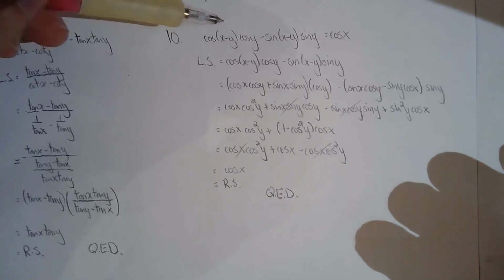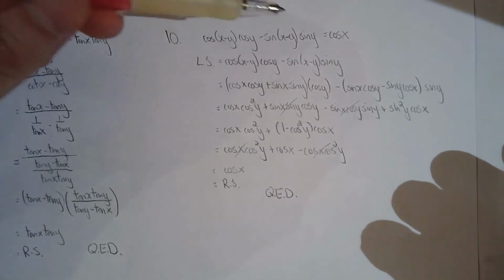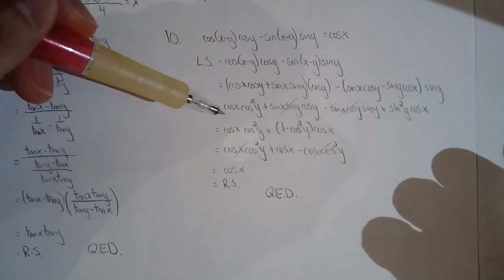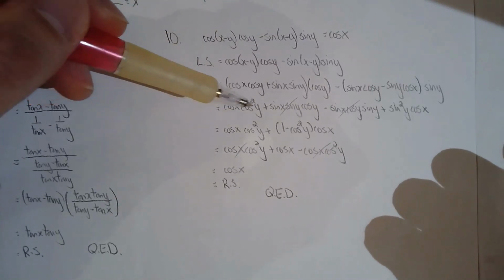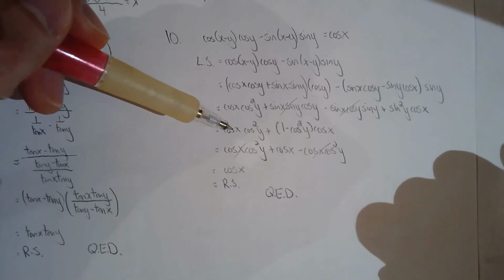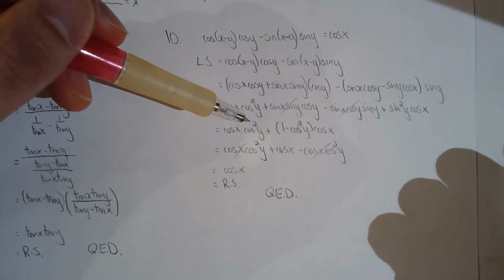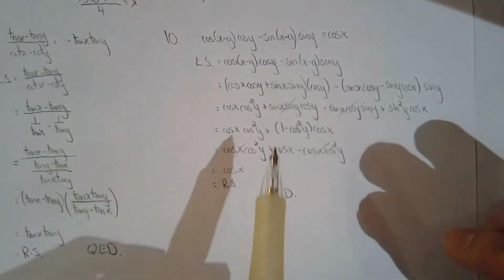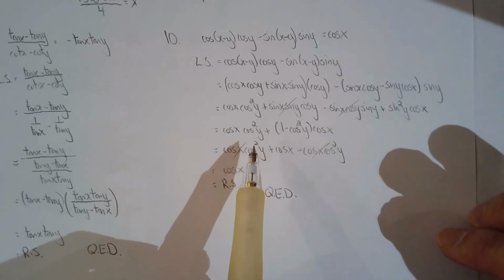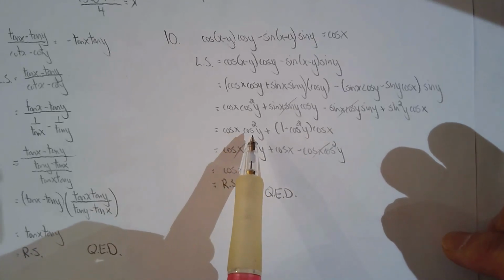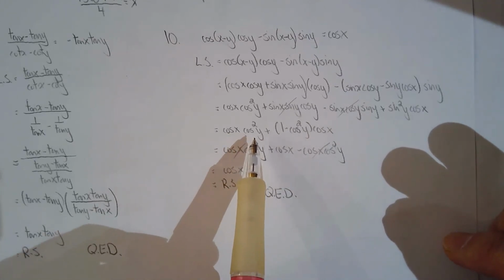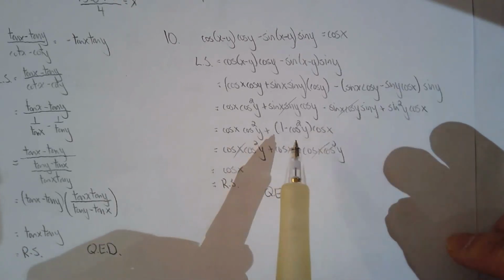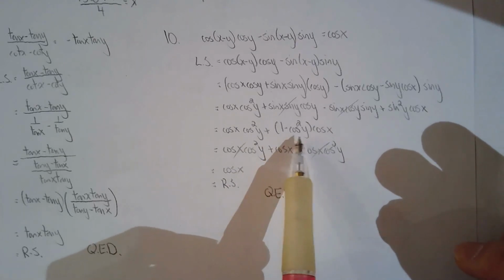So how did I do it? I used the subtraction formula for cosine, subtraction formula for sine, and then I saw cos x cos square y, and I really want that cos x. So you could change this either way. You can make this work. You can change cos square y to become 1 minus sine square y, or you can change sine square y to 1 minus cos square y.